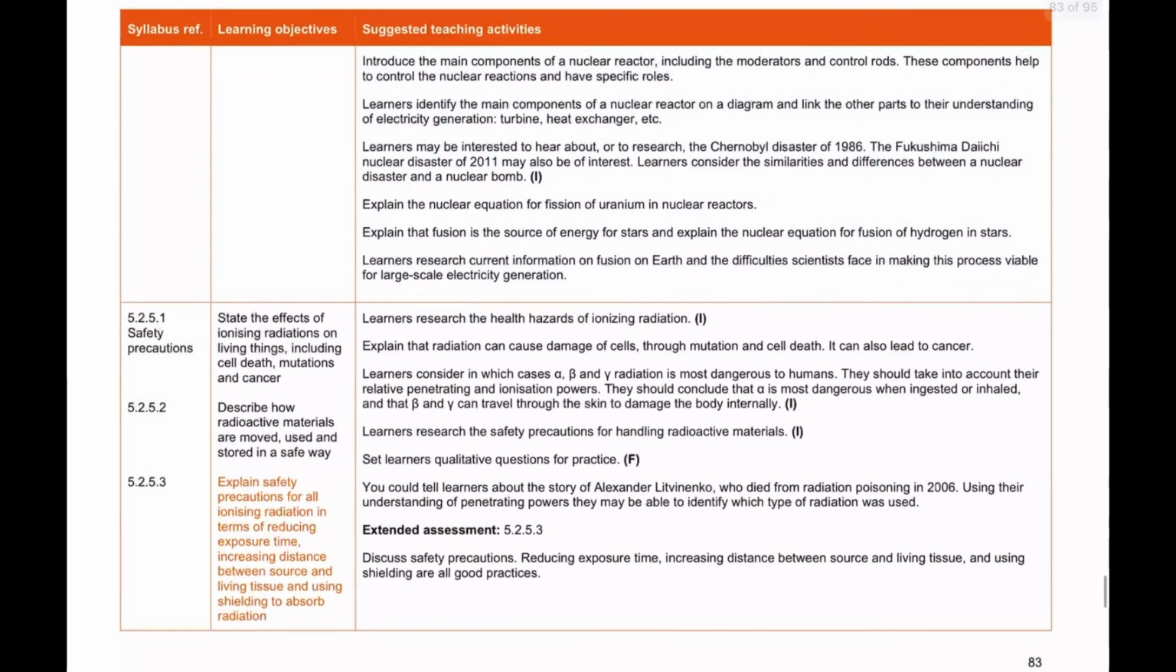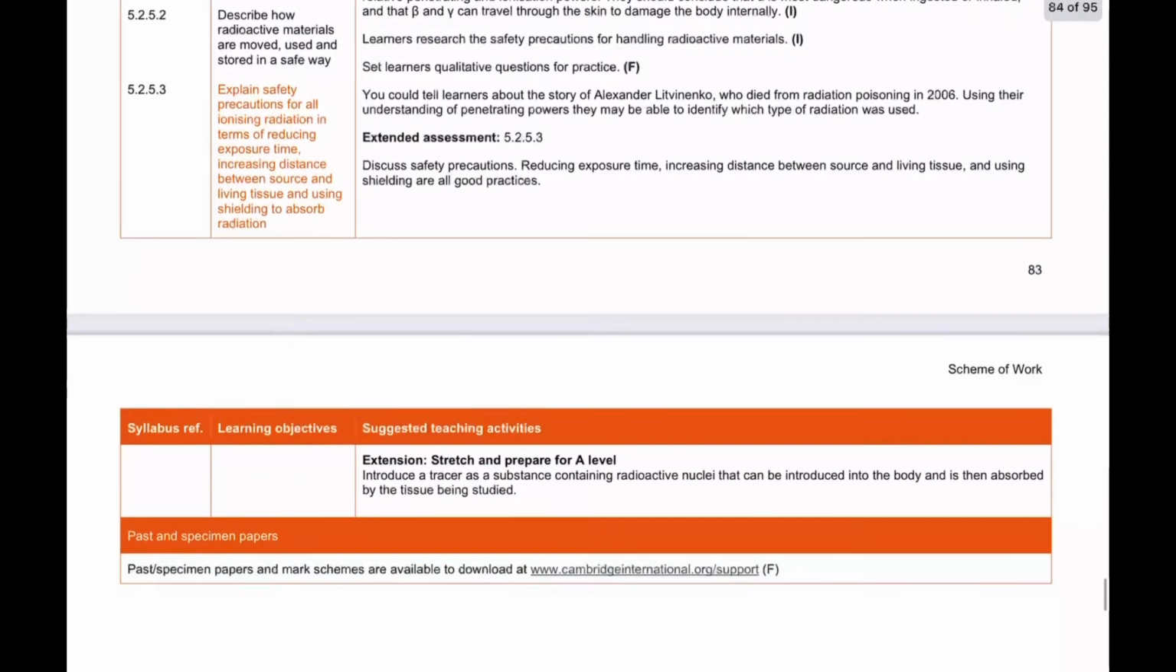Key concept. Safety precautions. Learning objectives. State the effect of ionizing radiations on living things, including cell death, mutations, and cancers. Describe how radioactive materials are moved, used, and stored in a safe way. Explain why precautions for all ionizing radiations are needed in terms of reducing exposure time, increasing distance between the source and the living tissue, and using shielding to absorb radiation.